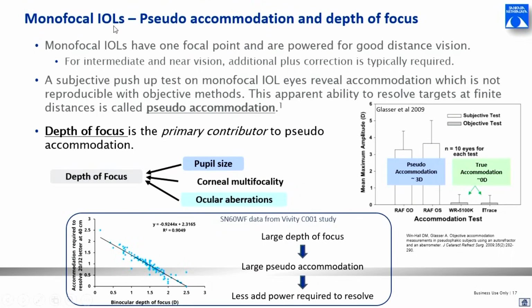So how do these monofocal IOLs give you that extra benefit? There is something called pseudo accommodation, which we can measure with a push-up test, and that will help us know whether this patient can do better and why they are able to read well. And there is also depth of focus, which is contributed by the pupil size, corneal multifocality, and ocular aberrations. These are the things through which they are able to have a better depth of focus.